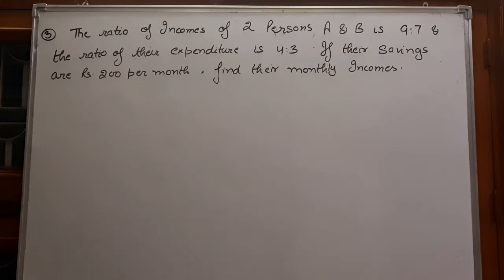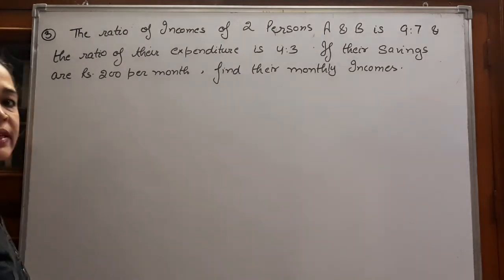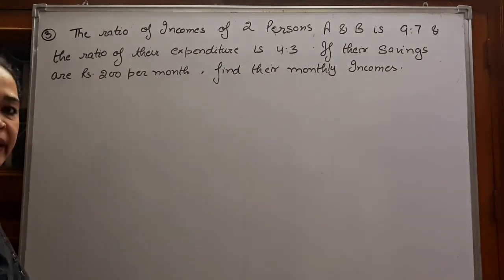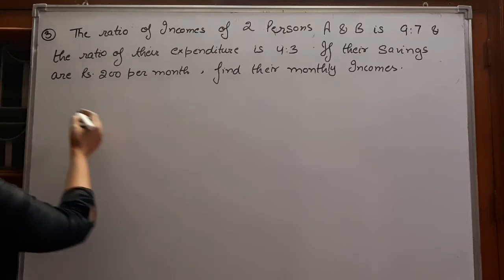The ratio of incomes of two persons A and B is 9:7 and the ratio of expenditure is 4:3. Their savings are 200 per month. Find their monthly incomes. We have to find the monthly incomes. Now, what are savings? Income minus expenditure is savings.